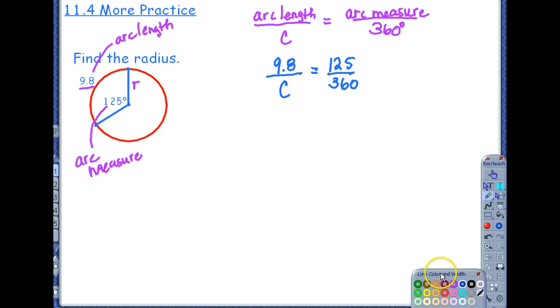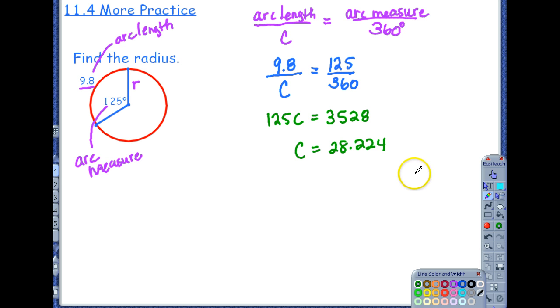Now, what are you doing at this point, Miss Oakgrave? I'm thinking we could go ahead and cross multiply. Okay. And I know that when I take 125C is equal to 9.8 times 360, and that will end up being 3,528. Now, another thing we've talked about is we could simplify this ratio. So you could simplify 125 to 360 and then go ahead and cross multiply. It's up to you. It's going to give you the same outcome. All right. So then when you go ahead and divide, you get a circumference of 28.224. All right.